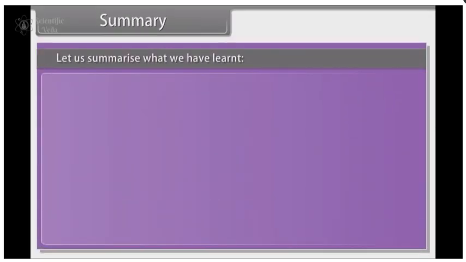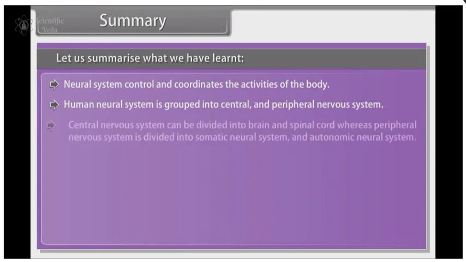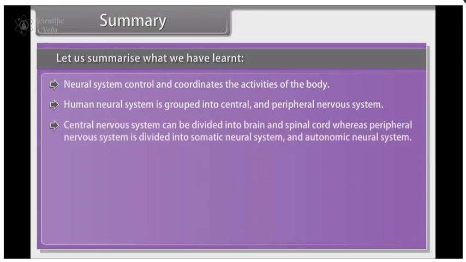Summary. Let us summarize what we have learned. The neural system controls and coordinates the activities of the body. The human neural system is grouped into the central and peripheral nervous systems. The central nervous system can be divided into the brain and spinal cord, whereas the peripheral nervous system is divided into the somatic neural system and autonomic neural system.